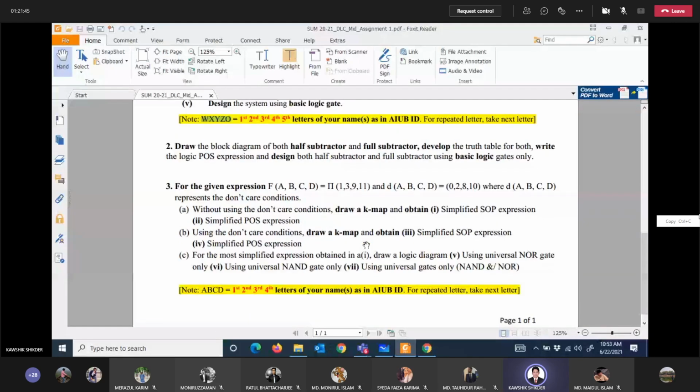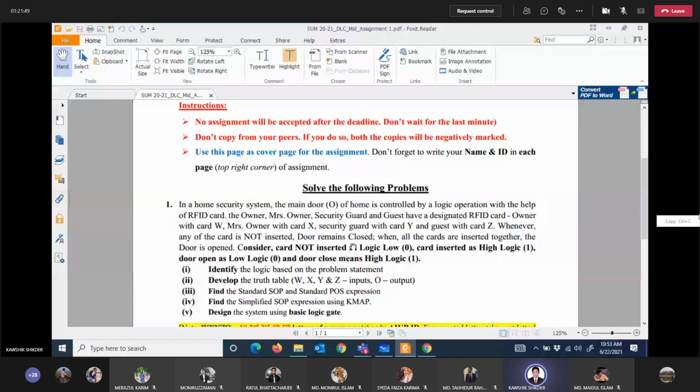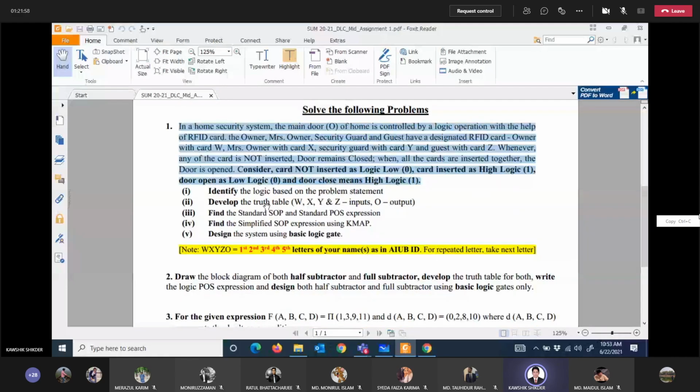Okay, there is nothing to review in the questions. A scenario is given: an RFID based system, a door lock system, where you have to identify the logic based on the problem statement, then develop the truth table, then find the standard SOP and standard POS, then find the simplified SOP using KMap and design the system using basic gate.